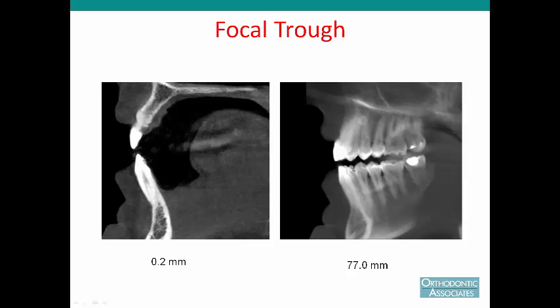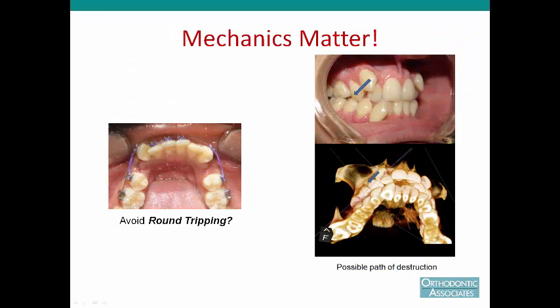Also, the mechanics we use make a difference. We don't know the long-term effects of round tripping teeth, especially when it comes to the lower incisor region. And also, we need to consider the path the tooth needs to travel to get back to its final destination. If that transition has the possibility of destroying more bone, that's probably not a good situation. And it can be better evaluated using cone beam CT.